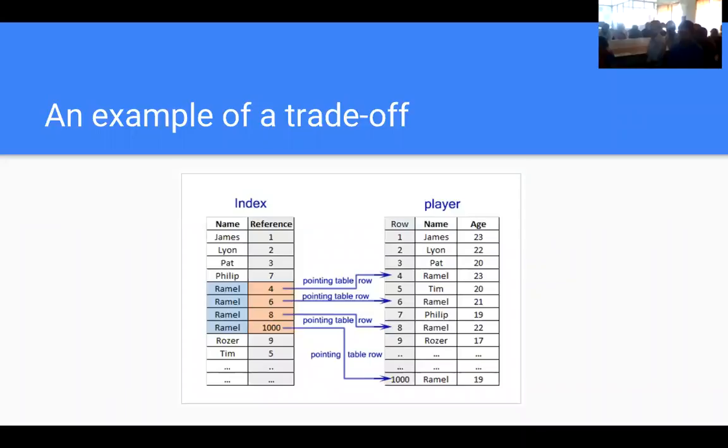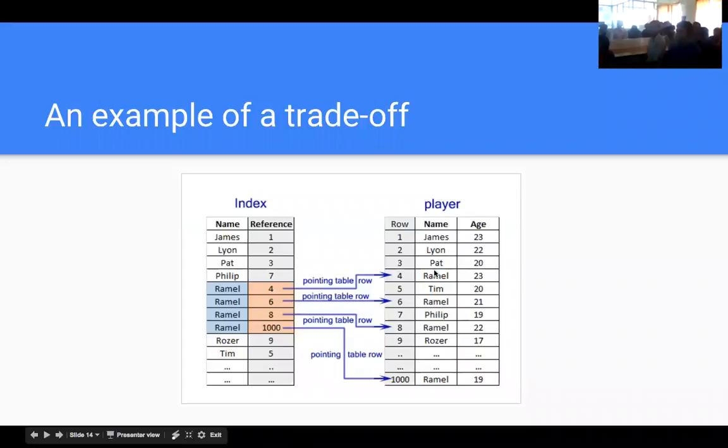Here's an example. This is a simple hash map data structure. At the heart of a hash map, this is an index, my bad. This is not a hash map. This is an index. And at the heart of an index is the ability to reference data in a secondary table. So here, for instance, you're seeing players with the name Ramel, R-A-M-E-L. The way this reference works is you can query this second index table for Ramel, and you will see that 4, 6, and 8 are linking to players whose name is Ramel.